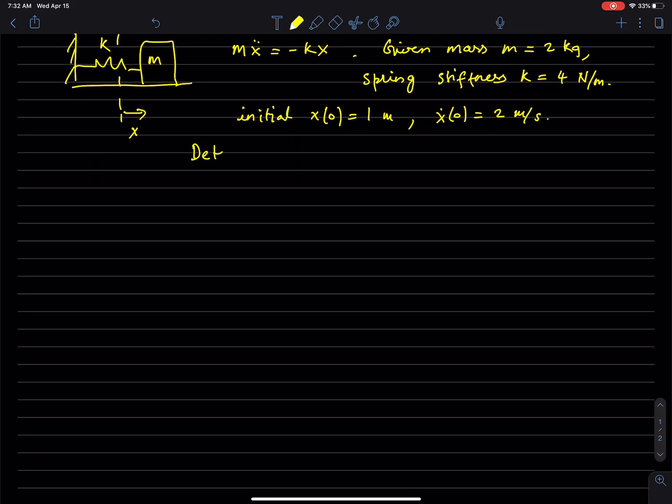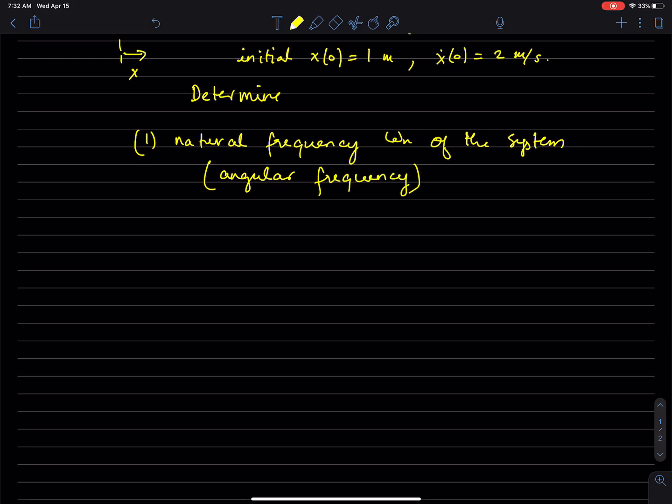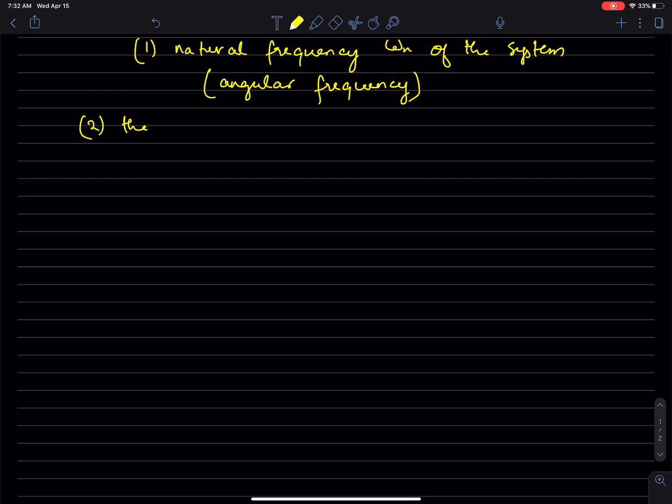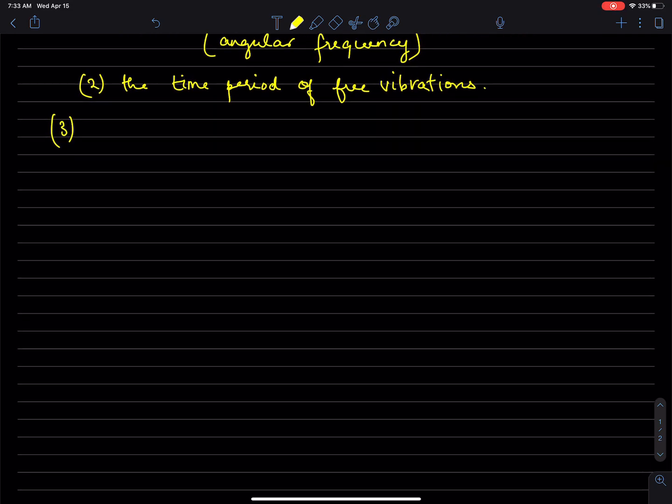Determine 1, the natural frequency omega n of the system, by which we mean the angular frequency. Two, the time period of free oscillations, free vibrations. And 3, x of t given the above initial conditions.